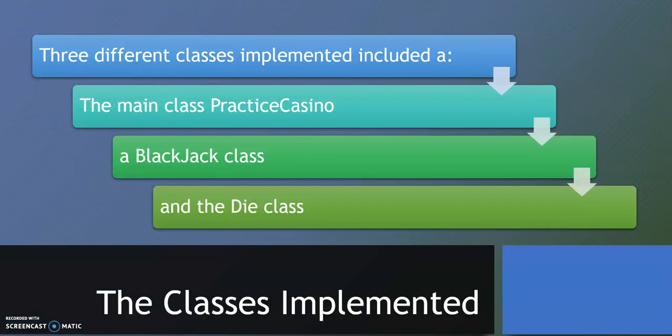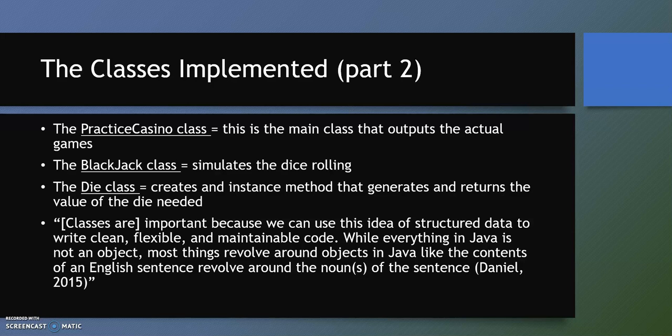Some of the main classes I found it necessary to implement included a main class called Practice Casino, a blackjack class, and the die class. The Practice Casino class is the most important. It holds most of the code's meat and actually outputs both of the games. Then I have the blackjack class. That's called on to generate a random number simulating the roll of 2 dice. And lastly, the die class. This was important, being able to create an instance method that would generate and return the value of the die needed for the blackjack game.